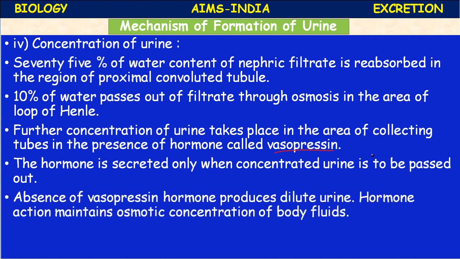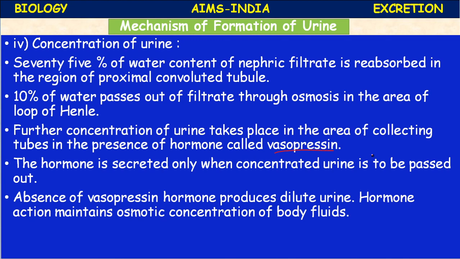Next, the absence of vasopressin. So if this hormone is not produced, it produces a dilute urine, meaning the reabsorption process is hampered. The hormone action maintains the osmotic concentration of body fluids. So it is a very important hormone. So the hyposecretion of this hormone leads to diabetes insipidus.